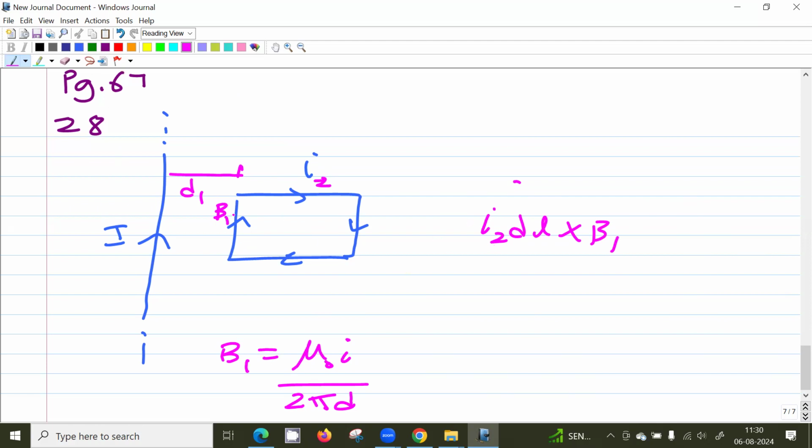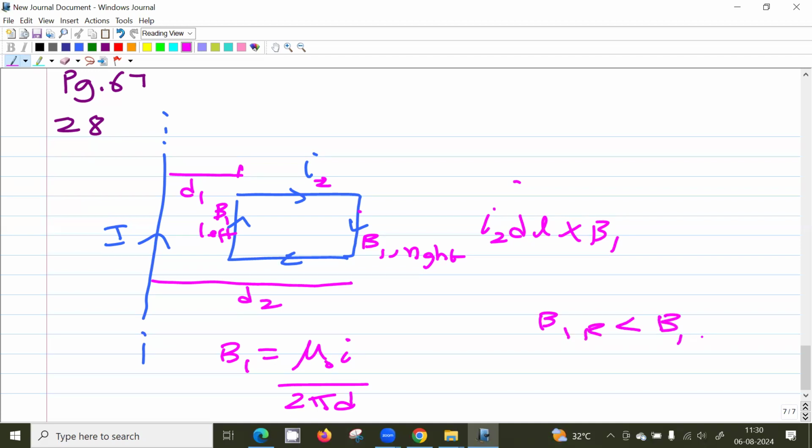Similarly, this part of the coil, which is the right conductor, is at a distance, say d2, from here. And the magnetic field due to I1 will be a different value. Let me call this the right conductor, and this the left conductor. So B1 at the right conductor will be less than B1 at the left conductor because d2 is more than d1. Magnetic field goes as 1 by d.